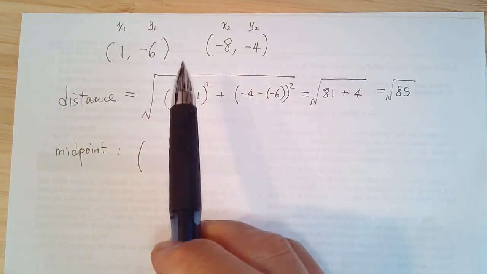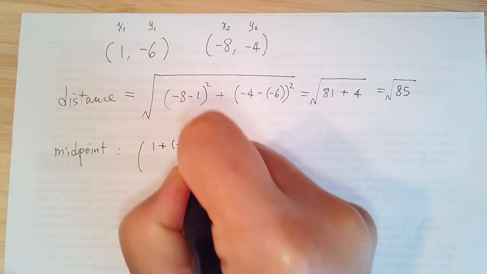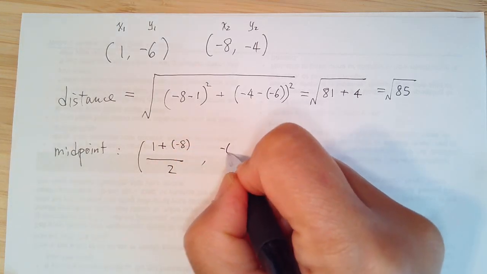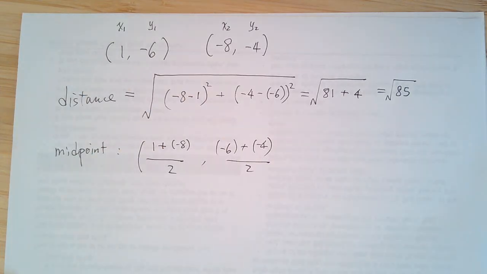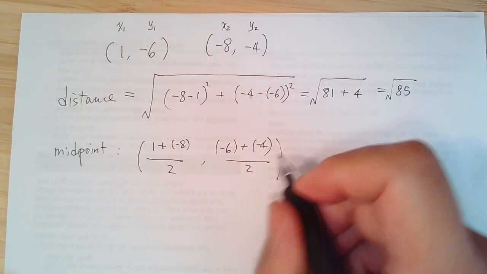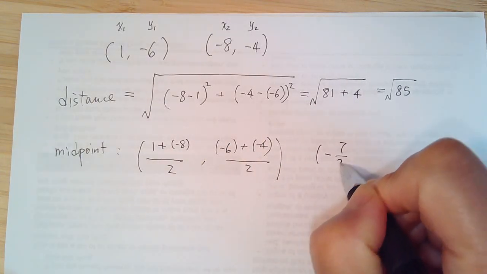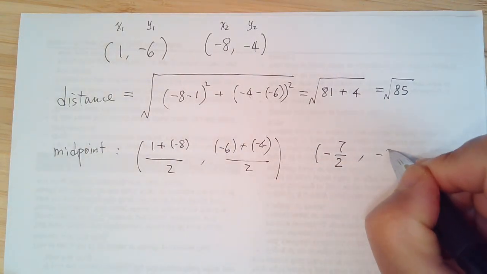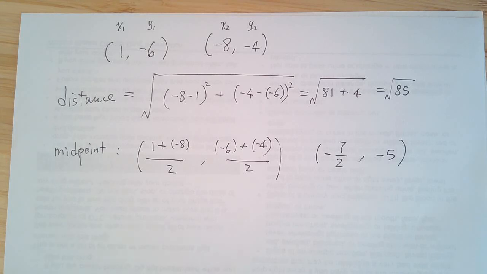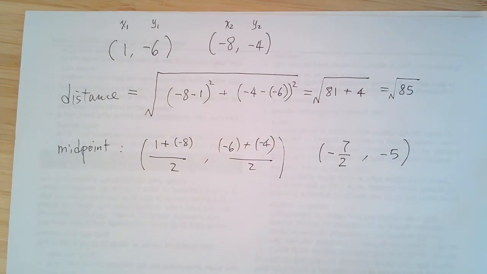The midpoint is the average of the x, so 1 and -8 over 2, and -6 plus -4 over 2, right? Average means you add up and divide by 2. So that is 1 minus 8, which is -7, so that should be -7 over 2. And then -6 plus -4, which is -10 over 2, which is -5. Therefore, you get the distance and you get the midpoint formula. Okay, so we're done. So far, we finished 2/3 of the job.